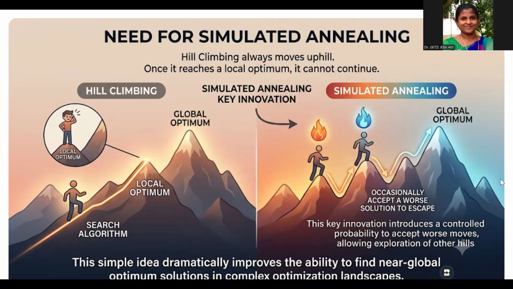So now, if the condition is that you cannot move downhill, obviously you will settle down in a local optimum. You cannot explore another mountain which is really higher than this mountain. But if you give the player the option to move downhill, then he can again move uphill to explore the next height, and again move uphill to explore the next height. This key innovation introduced a controlled probability to accept worse moves, allowing exploration of other hills.